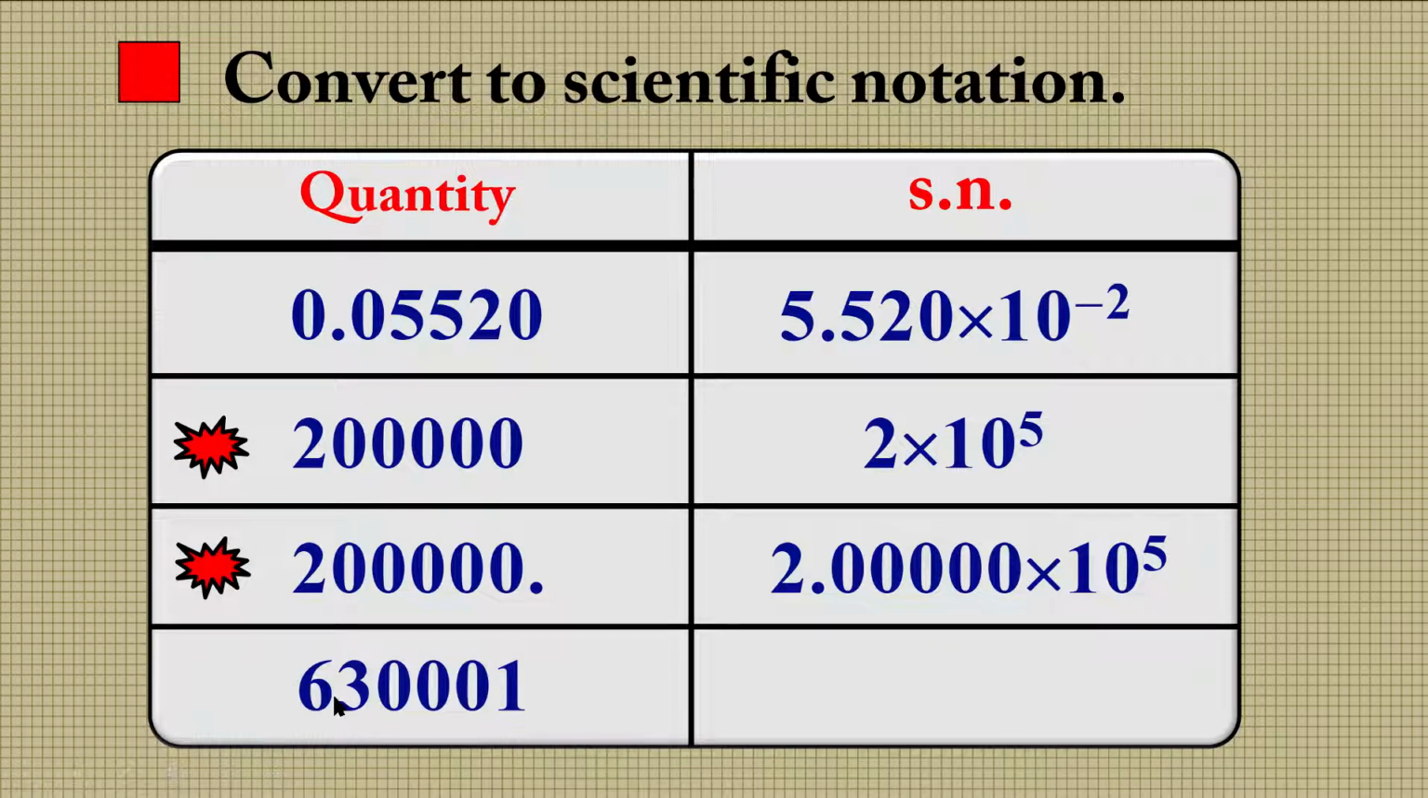The last case will be 630,001. All the zeros in between are significant figures, and so I should put a decimal point here and displace it 1, 2, 3, 4, 5 steps to the left, so the exponent will be increased by 5, and the answer is 6.30001 times 10 to 5.